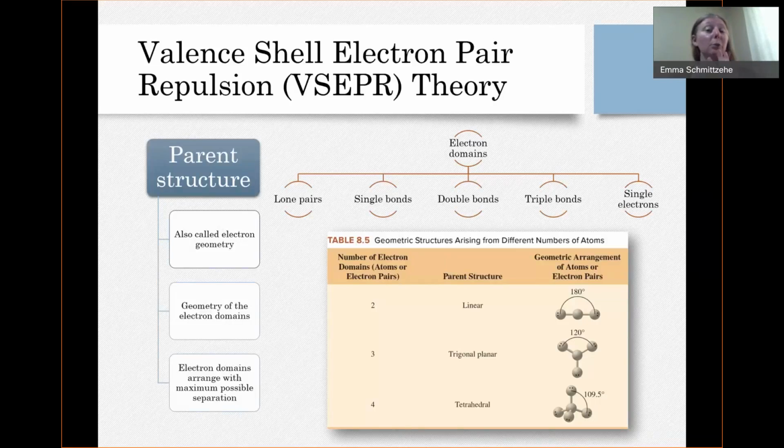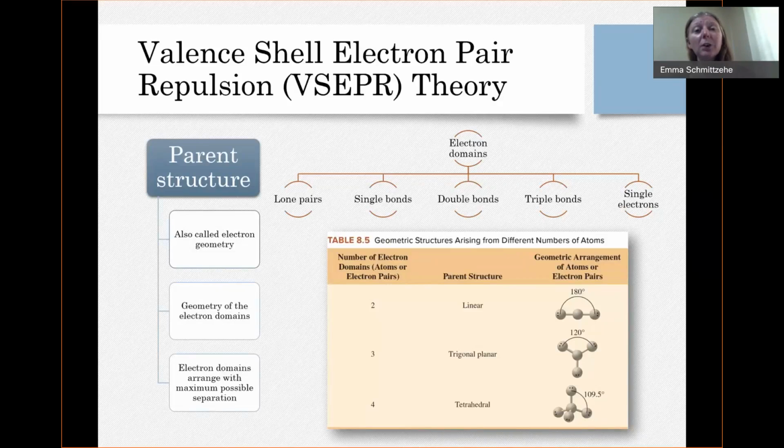The next one, if you have 3 things attached, then the furthest they can get from one another is to stay in a flat plane, but be 120 degrees from one another. And so what we call that is trigonal planar. So you have 3 objects coming off of this central atom, and they're all 120 degrees from one another. And that is a trigonal planar electron geometry or parent structure.